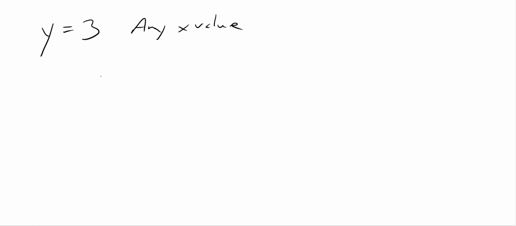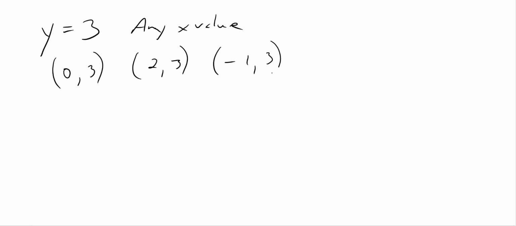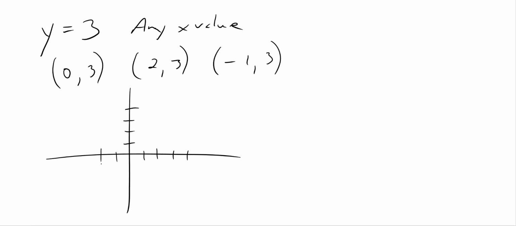But y is always 3. So it can be 0, 3, it could be 2, 3, it could be negative 1, 3. It's always y is equal to 3. So if I graph this, let me put a couple of tick marks again here. 1, 2, 3, 4. 3, 4, and 1, 2, 3, 4.